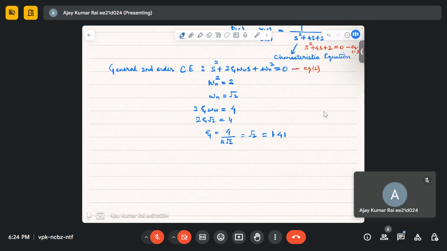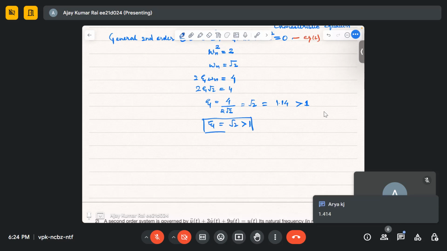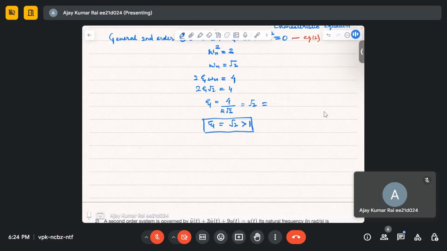Root 2 is 1.414, right? So let me write the exact value, 1.414, which is greater than 1. So anyway, it is greater than 1, and that's what we are interested in. So this is an overdamped system.